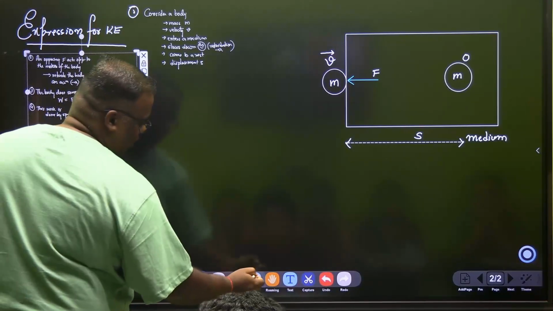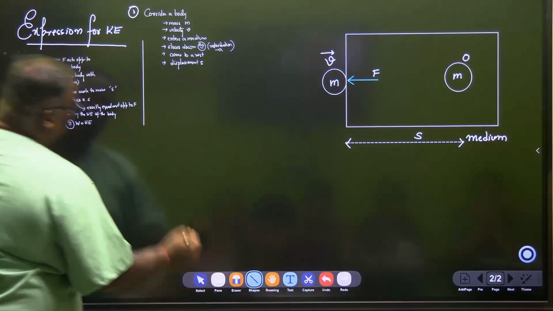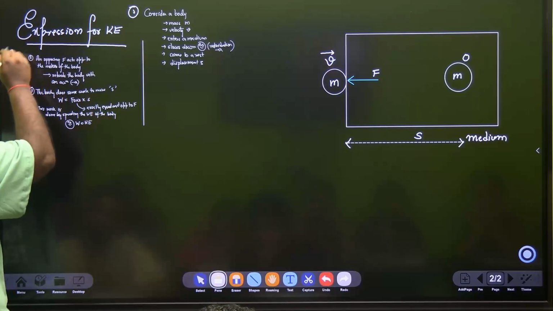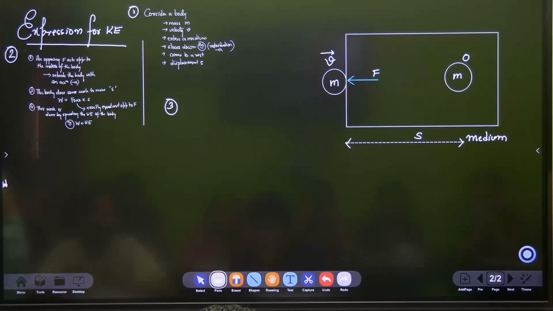Round 2 of your derivation. Okay, and then you will get your time, don't worry. So this is part 2. Now part 3. Let's see part 3. Work done.